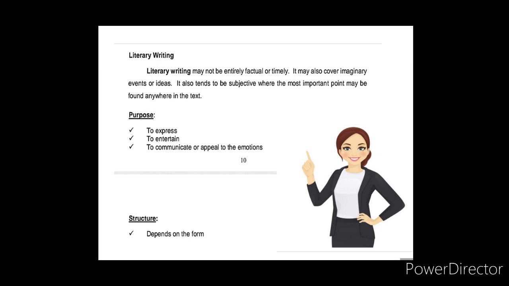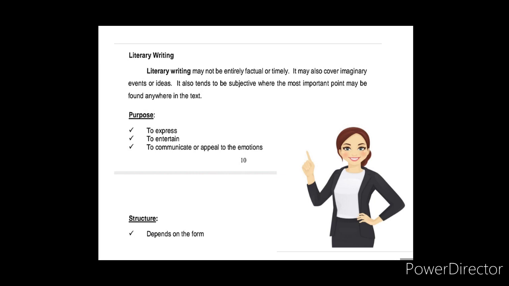Under the umbrella of literature, it is categorized into two: prose and poetry. Under prose, we have short stories, novels, myths, parables, fables, and legends. Those are examples under prose. Whereas in poetry, it is the collection of poems. So poems, short stories, novels, and myths are under literary writing. To express, to entertain, to communicate, or appeal to the emotions are the purposes of literary writing.